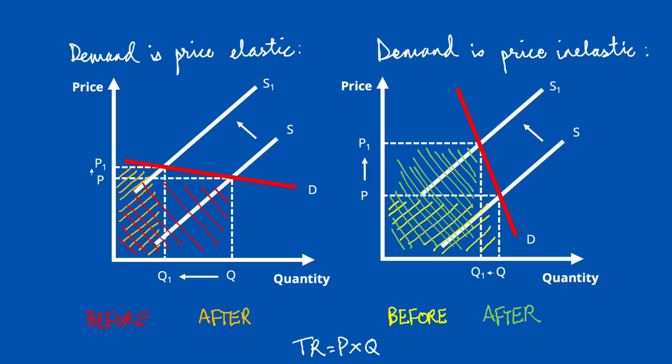So in the case where demand is price elastic, raising prices is going to reduce total revenue from the area shaded red to the area shaded orange. This isn't going to be in the firm's interest, so it would be better off lowering prices rather than raising them. However, when demand is price inelastic, raising prices does benefit the firm, as total revenue increases from the yellow area to the green area.